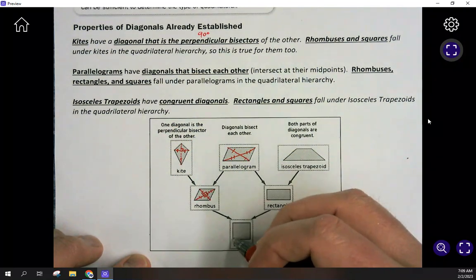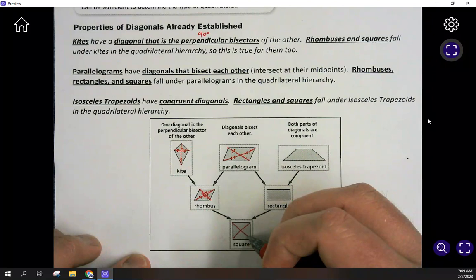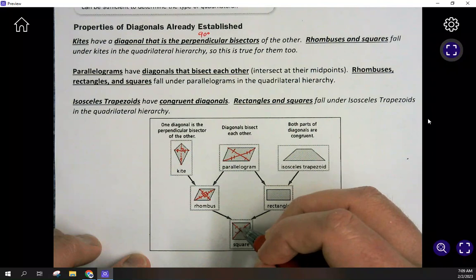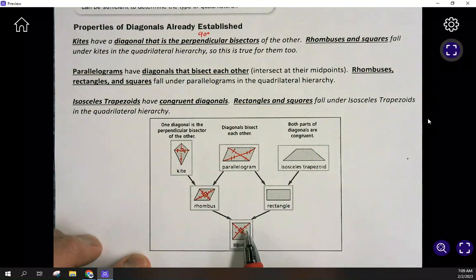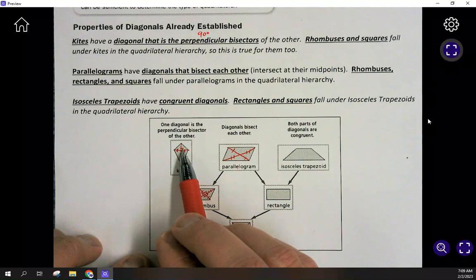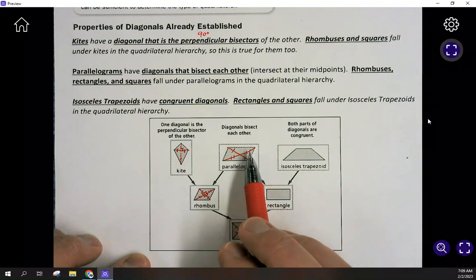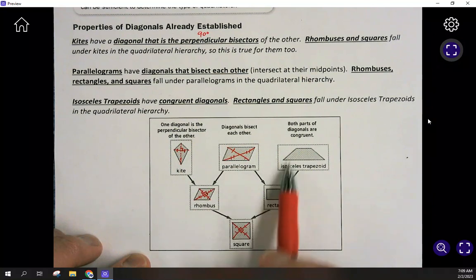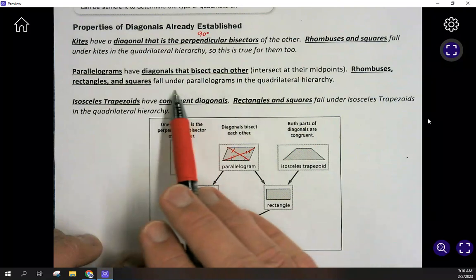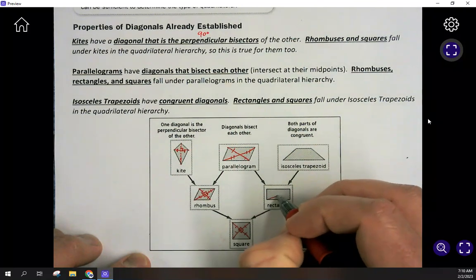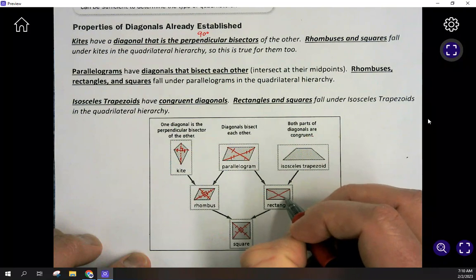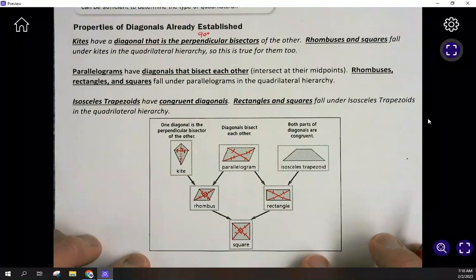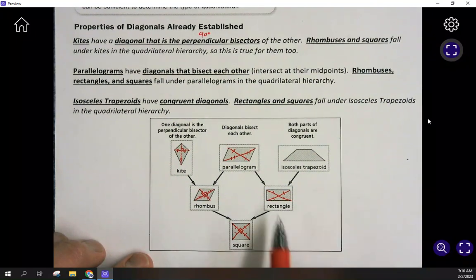A square, again, they are going to get bisected, and in this case, they're all going to be the same, and it's going to hit at 90 degrees. So the 90 degrees comes from the kite. One of them being bisected comes from the kite. Both diagonals getting bisected comes from the parallelogram. So rhombuses, rectangles, and squares fall under your parallelogram. So we can do the rectangle as well. If you draw the diagonals, they are going to be bisected. And those would be the same all the way around.